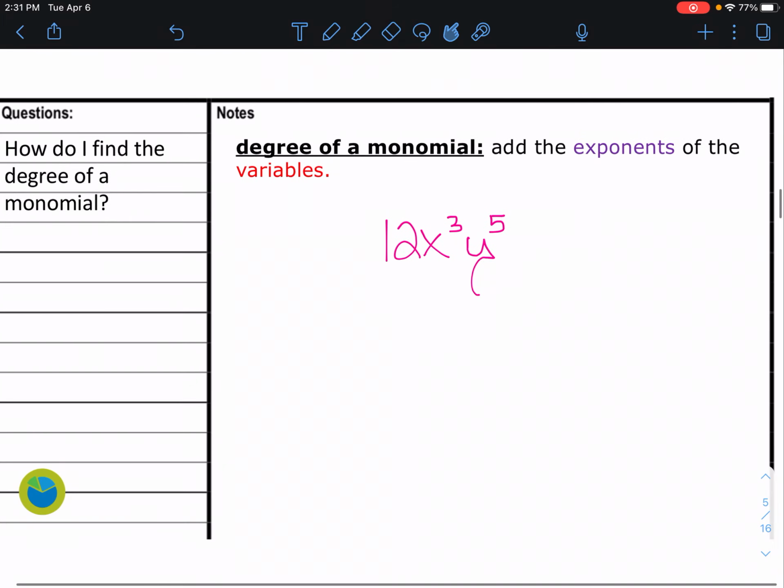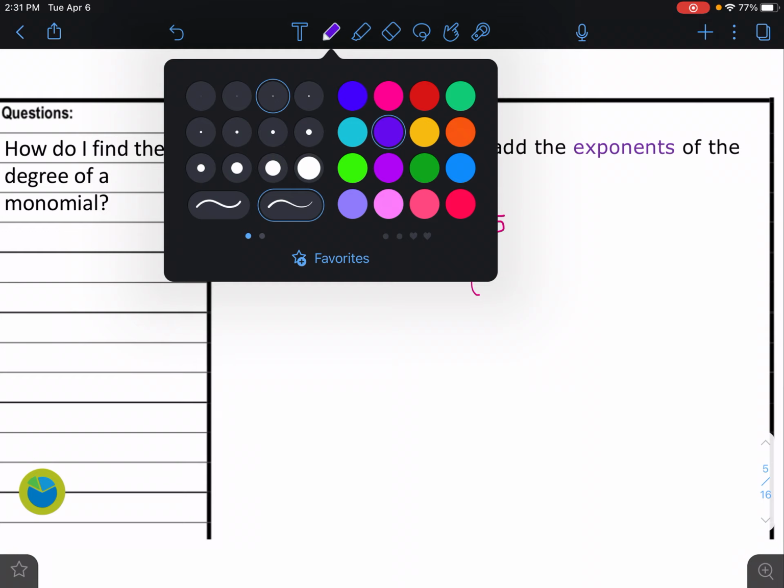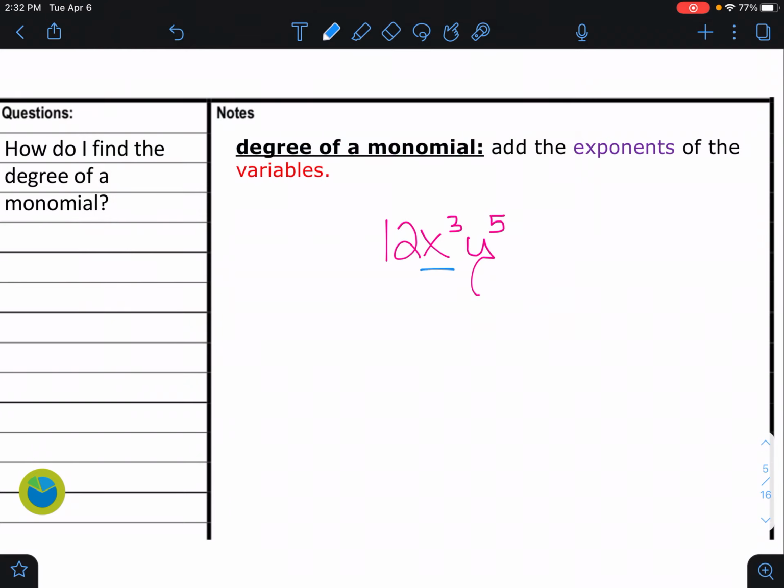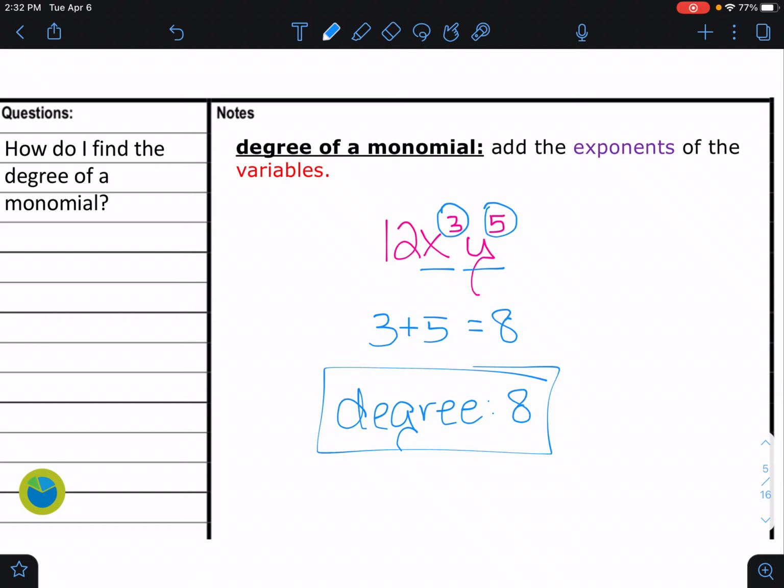Okay, so how do we find the degree of a monomial? This will come into play when we talk about bigger polynomials. So monomials, finding the degree, pretty simple. You add the exponents of the variables. So you want to identify the variables. In this case, my variables are x and y. And then you want to look at the exponents that are on those variables. So I see a 3 and a 5, and you simply add those together. This is your degree. So the degree of this monomial is 8. This would be my answer here. Okay, so finding degrees of monomials, pretty easy.